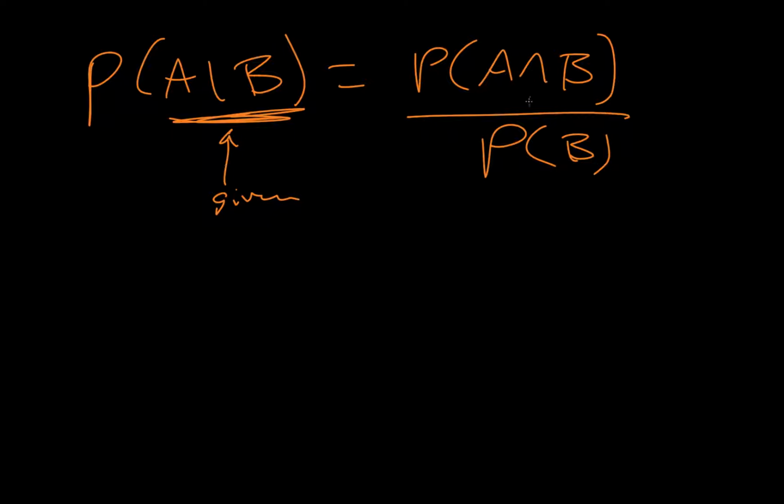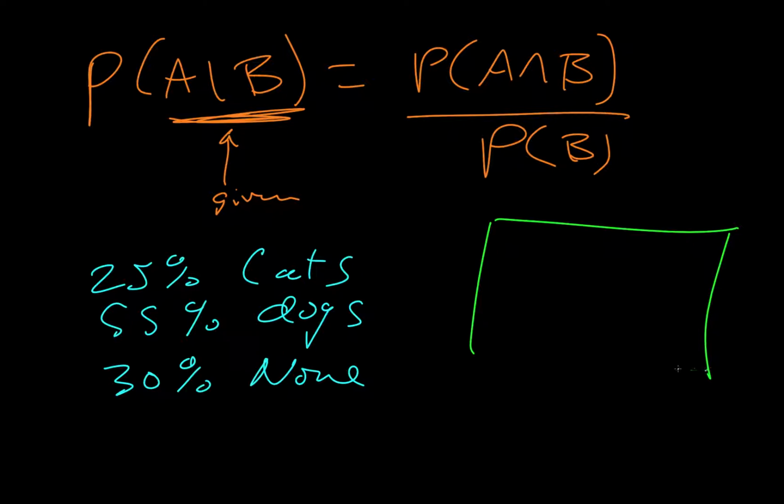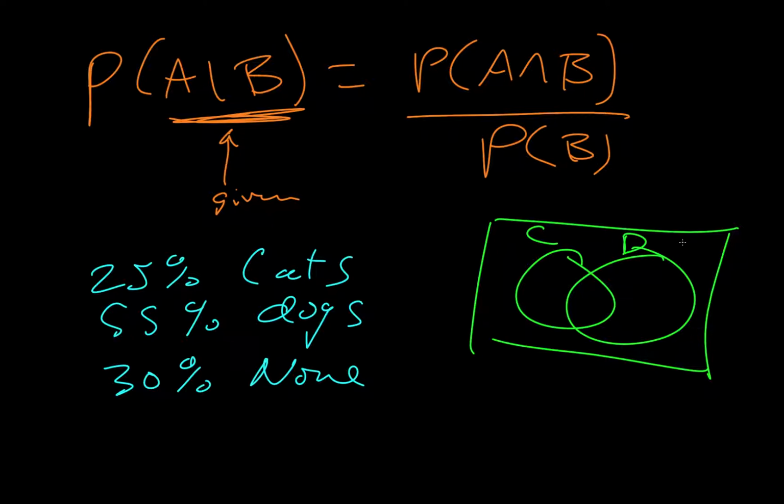It says, in a town, 25% of residents own cats, 55% own dogs, and 30% do not own either. It says draw a Venn diagram to describe the situation. So we'll do that. We have cats, we have dogs.